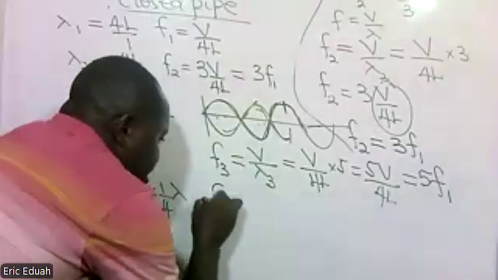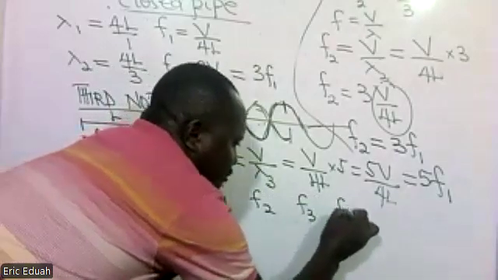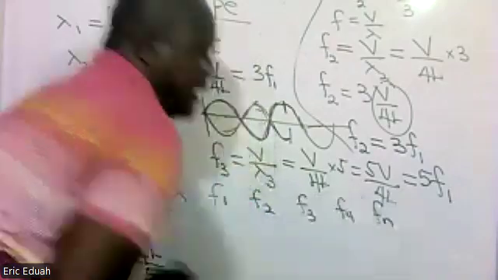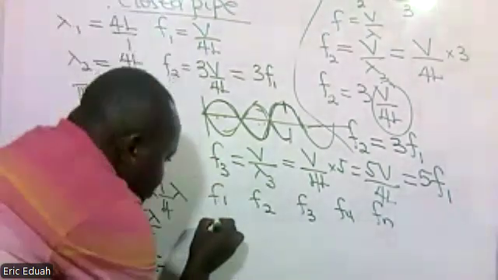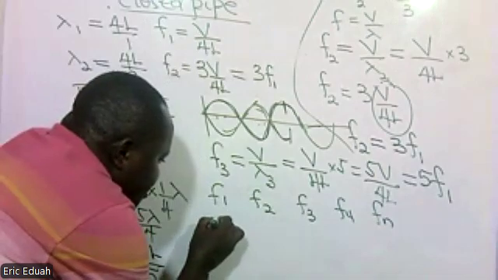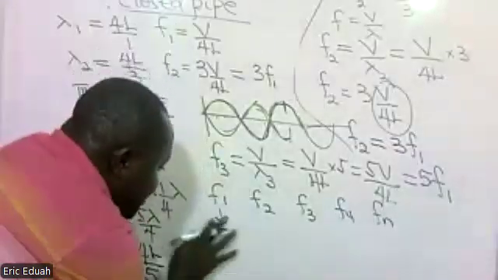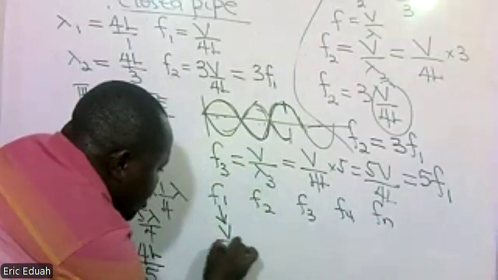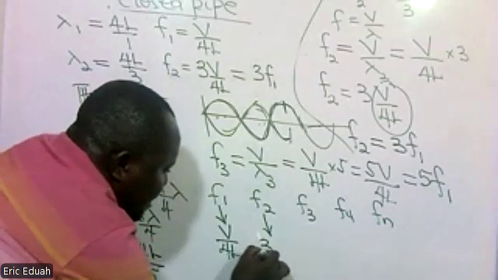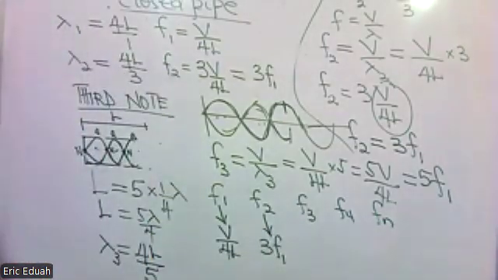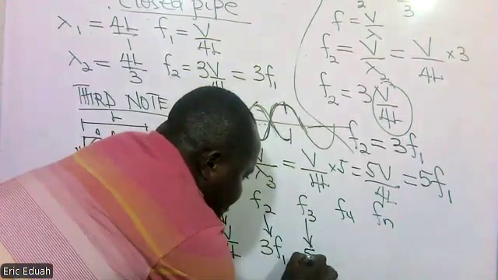So let's list F1, F2, F3. Then look for F4, then make a generalization, Fn or Fp. F1 is just V on 4L. F2 maps to 3 times F1. Then F3 maps to 5 times F1.